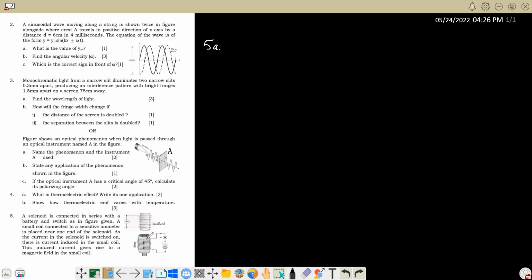Similarly, the development of magnetic field due to current, that is the magnetic effect of current, and Faraday's law. So we have to utilize all these three laws together here.